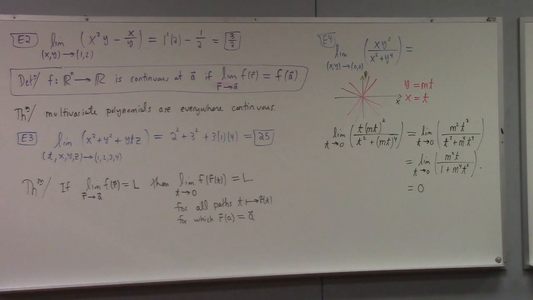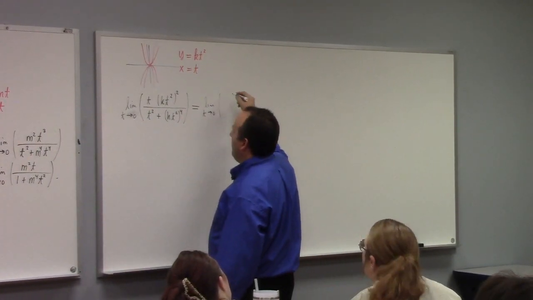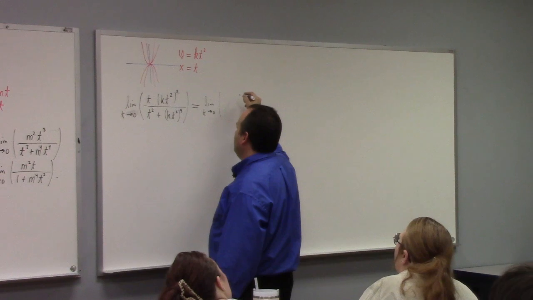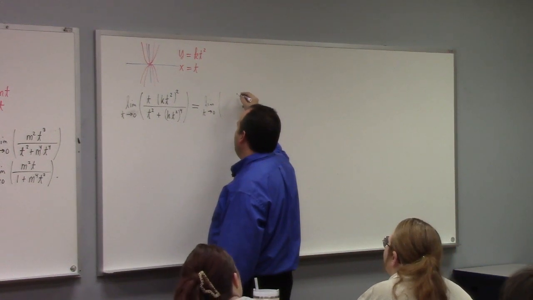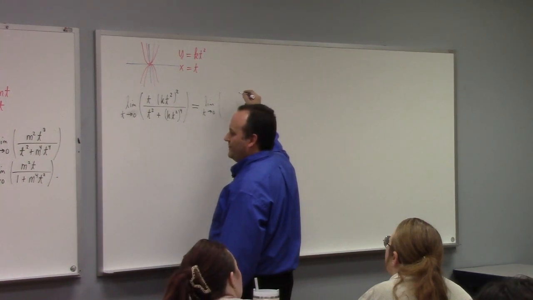Rats. The annoying thing is I took the picture of the start of this example, not the whole example, so I don't remember what happens. See what happens here? This is the same song and dance, right? We get the limit as t goes to 0. I get, oh, maybe I can resurrect it. No.